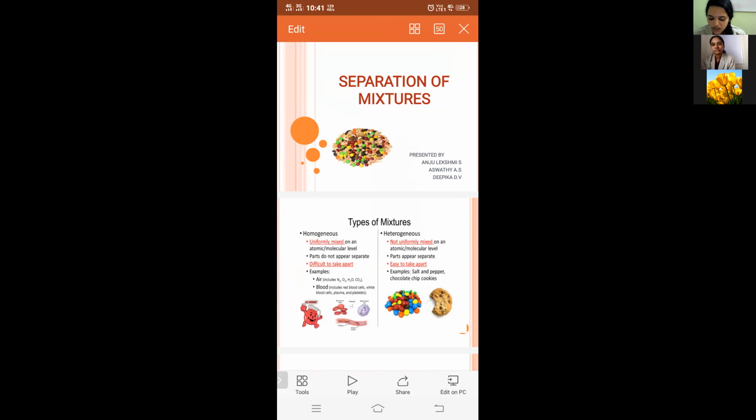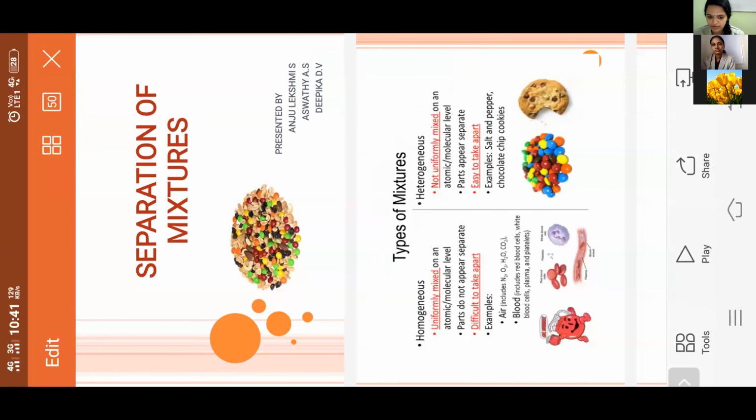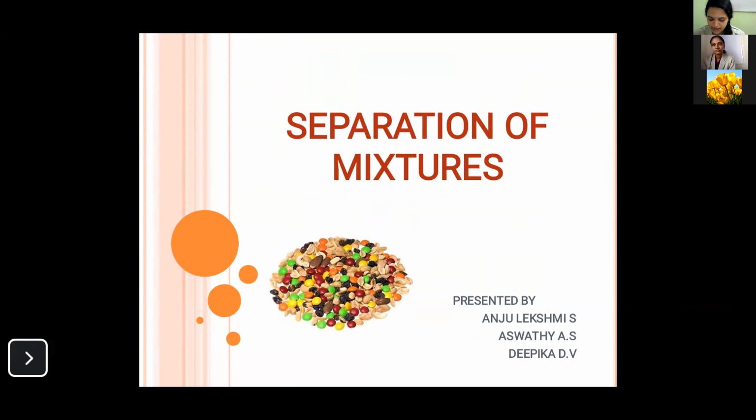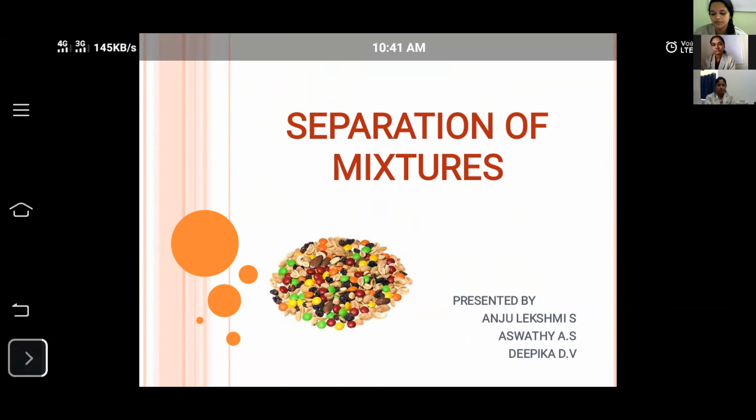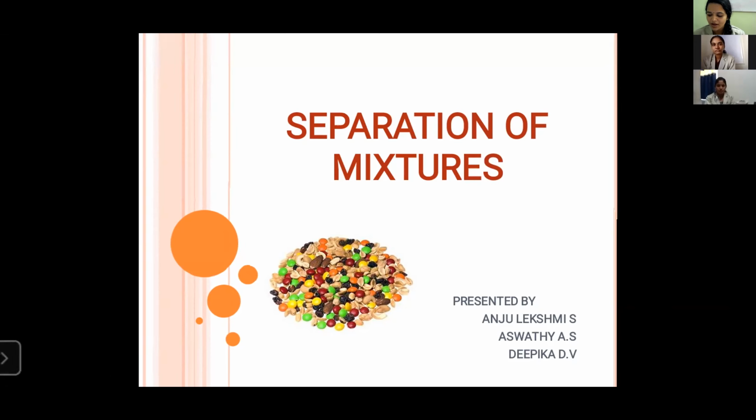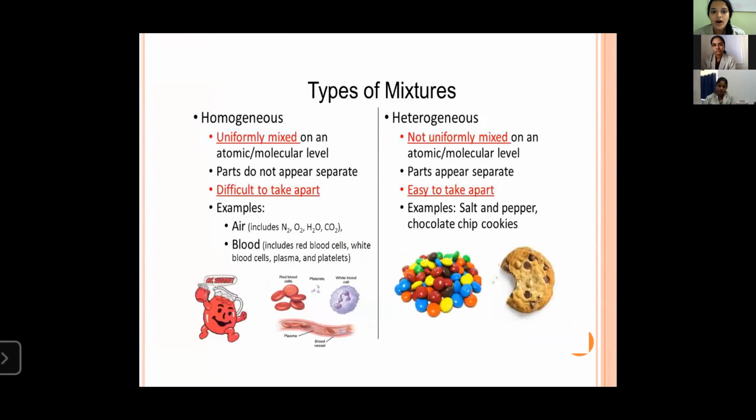You all know what a mixture is. When 2 or more substances mix together with each other without chemically combining, they form a mixture. Mixtures are of 2 types: homogeneous mixture and heterogeneous mixture.